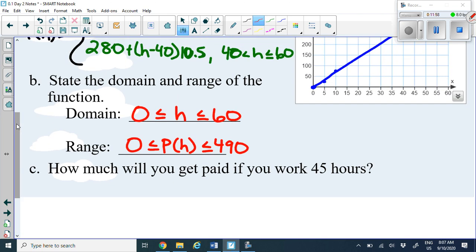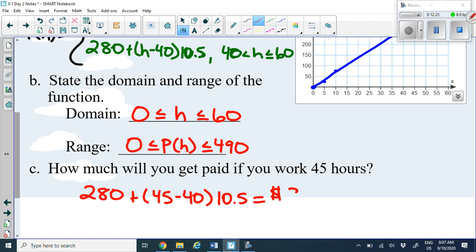Okay, let's see if we got the same thing. So we have 280 plus 45, so you plug 45 into the h, minus 40, and then times 10.5. And then we need dollar signs because it is asking us how much do we get paid. So we have 280 plus 5 times 10.5. So I should get $332.50.